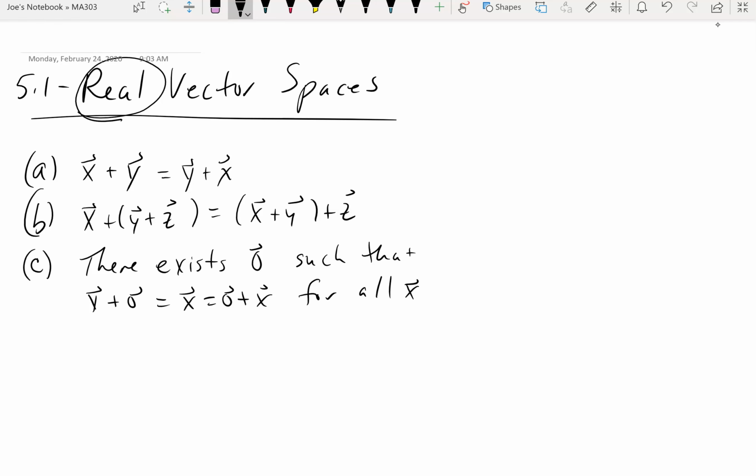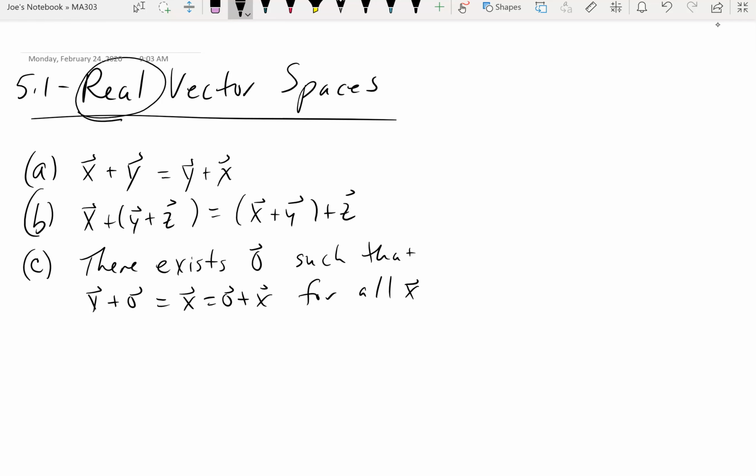Okay? For example, if your operation were multiplication, if I define addition as multiplication, what would your 0 vector be? Do you think? If I required addition to be multiplication, I'm using a different word to say multiplication. What do you think the 0 vector would have to be? 1, yeah. Because that's the multiplicative identity, right? That's the thing that you would operate with the vector to get back to itself.